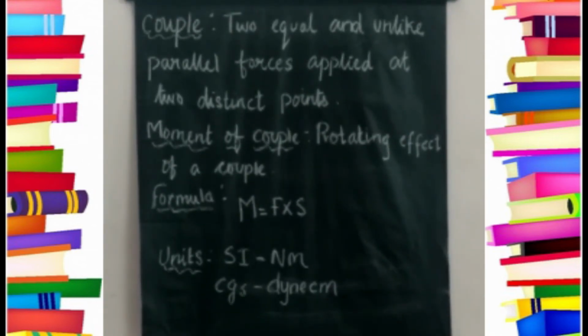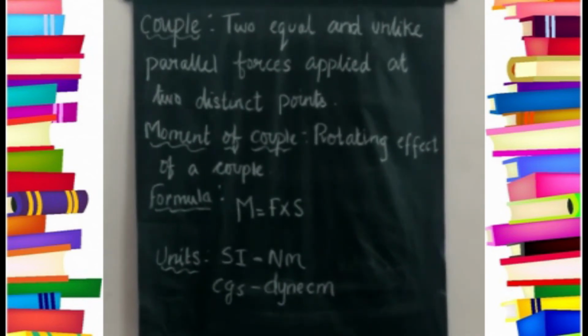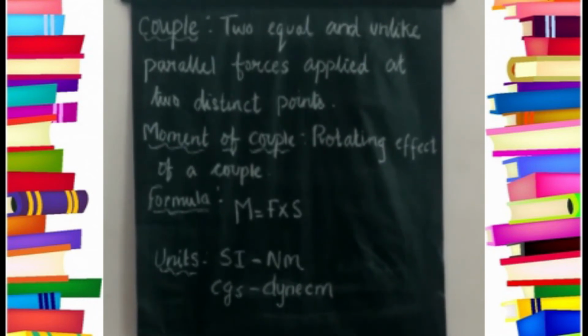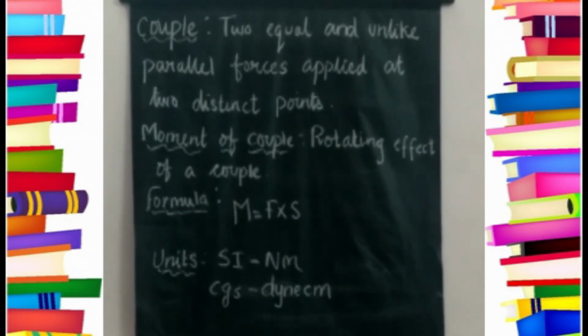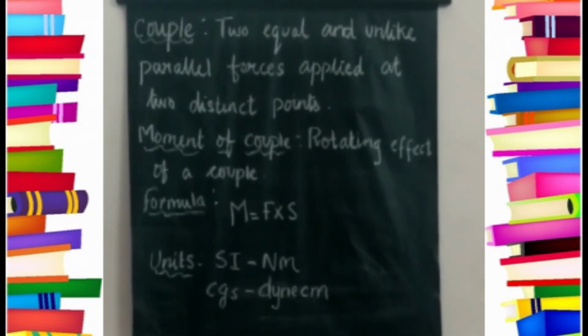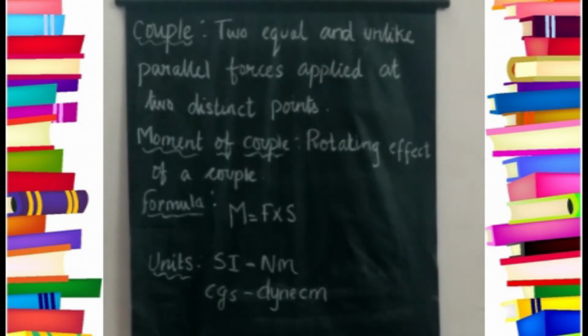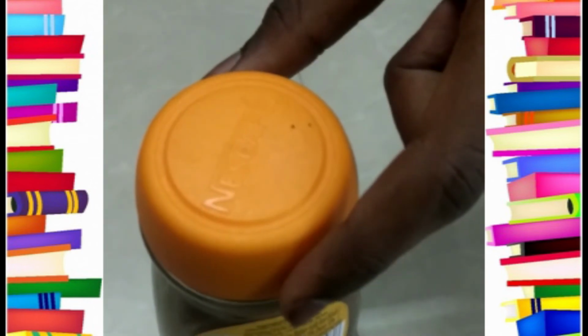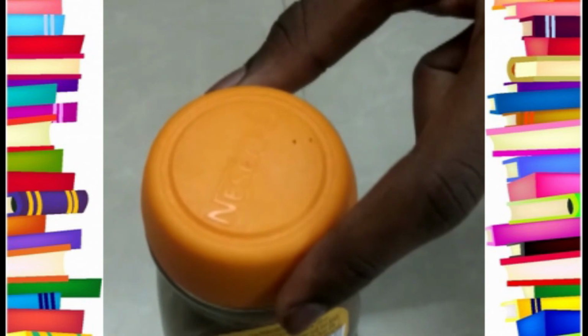The next one is couple. Couple means two. It is similar to the moment of force, but in a couple there are two forces acting. Two equal and unlike parallel forces applied at two different points is called a couple. For example, let us see one example for a couple.